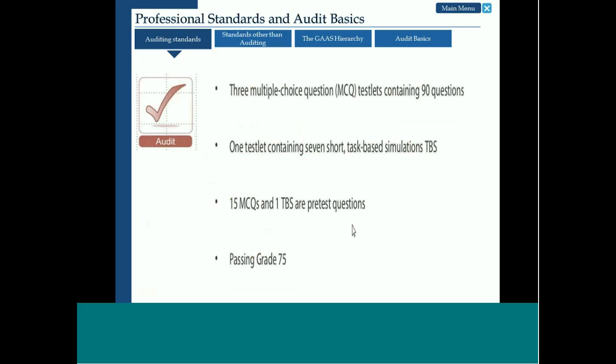After submitting the first testlet of 30 questions, the second testlet would open. Similarly, after submitting the second testlet, you will have a third testlet. Now, out of these 90 questions, you have 15 MCQs which are pre-test questions, meaning they are already asked in CPA examinations. The pre-test questions are not graded in the examination.